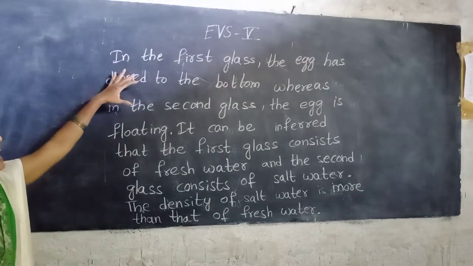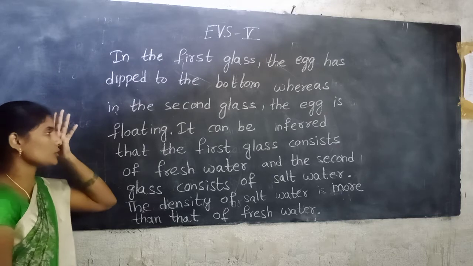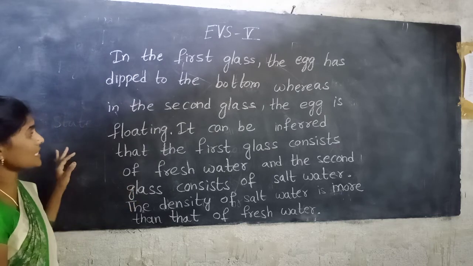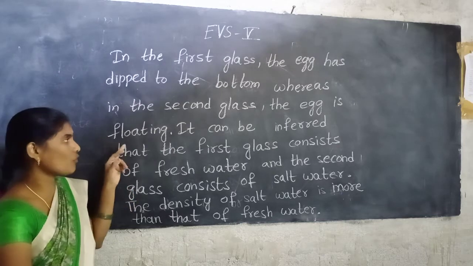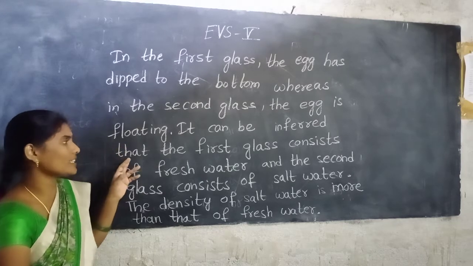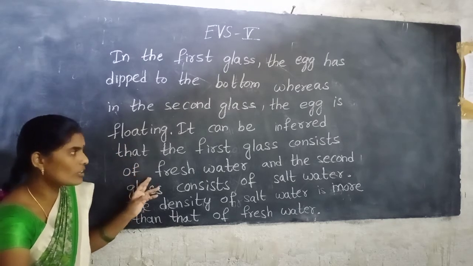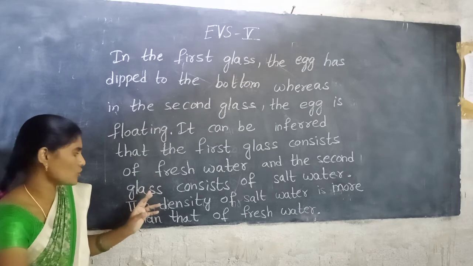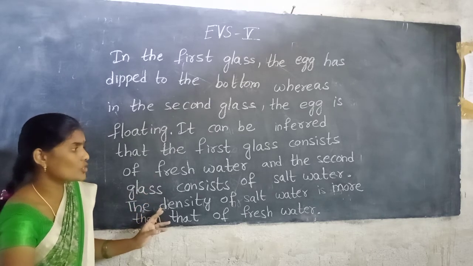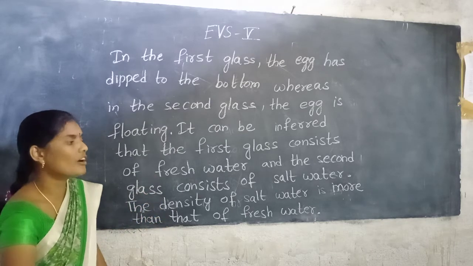In the first glass, the egg has dipped to the bottom, whereas in the second glass, the egg is floating. It can be inferred that the first glass consists of fresh water and the second glass consists of salt water. The density of salt water is more than that of fresh water.